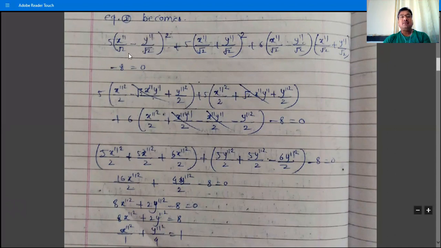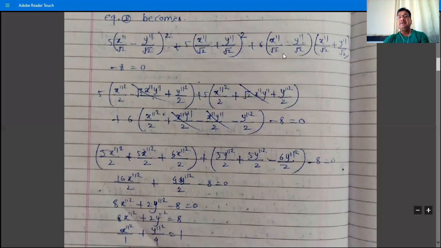Then the multiplication of these two is x double dash y double dash divided by 2, and its double is x double dash y double dash. Don't write this root 2, y double dash square by 2, plus 5, its square is x double dash by 2 root 2 square. Then two times the multiplication of these two: the multiplication of these two is x double dash y double dash by 2, and its double is x double dash y double dash. Don't write this root 2, plus y double dash square by 2.